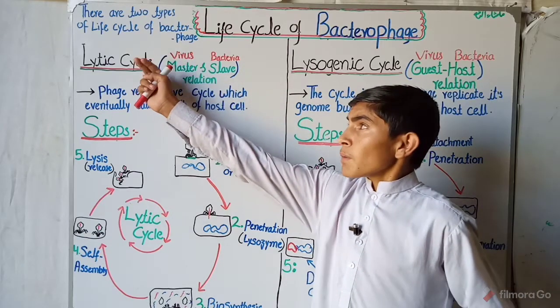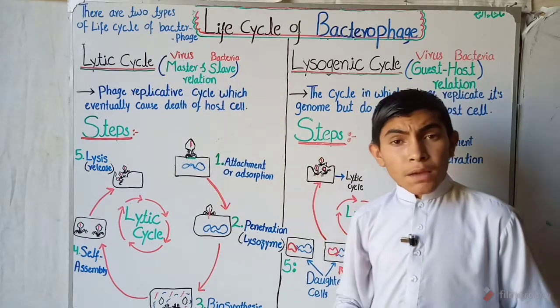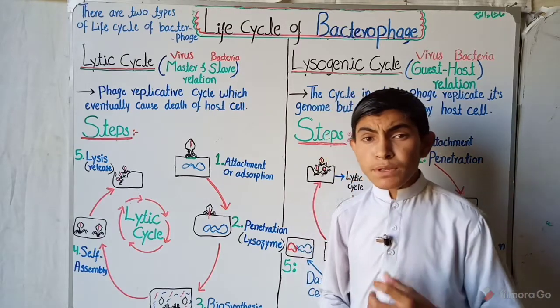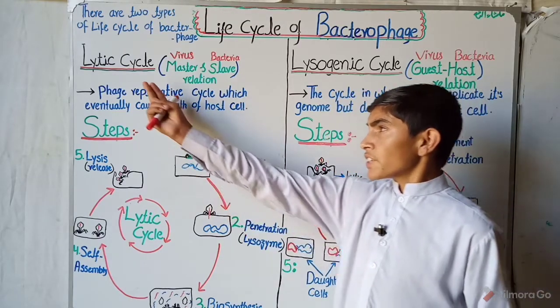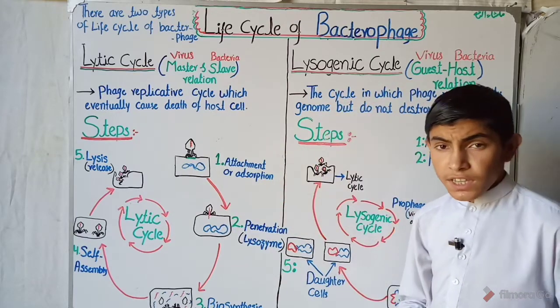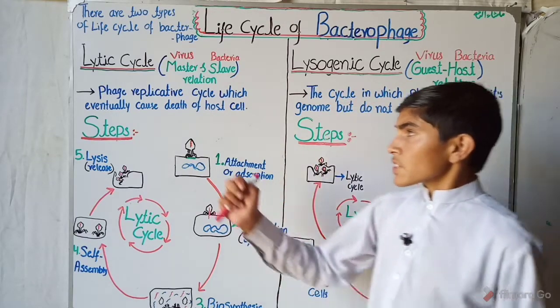There are two types of life cycle of bacteriophage virus. Bacteriophage virus undergoes two types of life cycle. The first one is the lytic cycle, the second one is the lysogenic cycle. So let's talk about the lytic cycle.